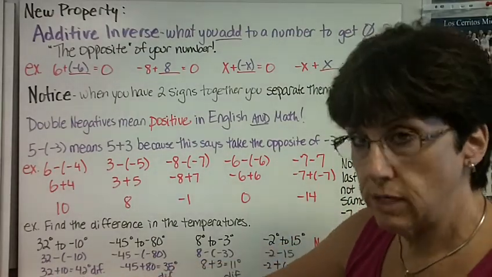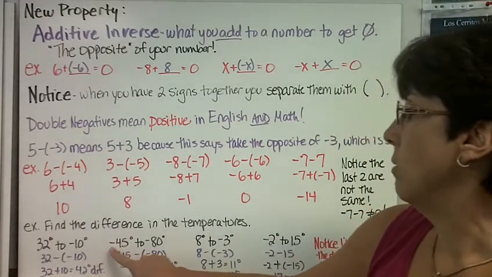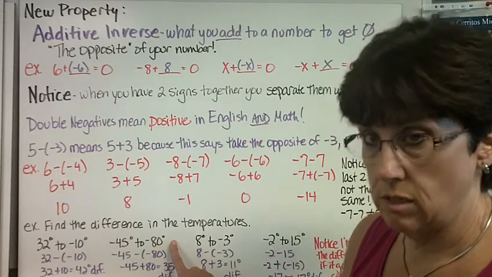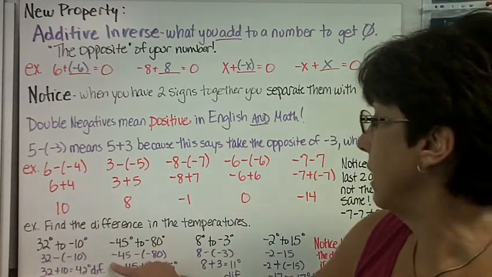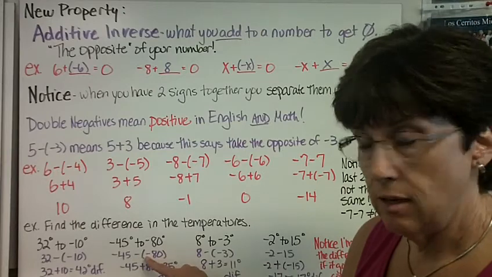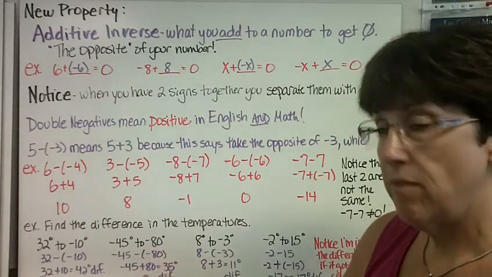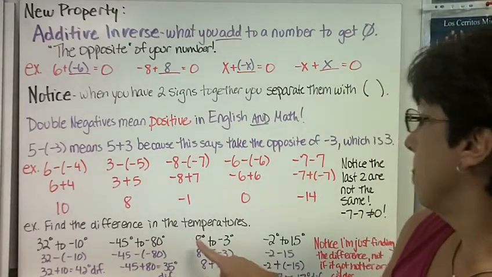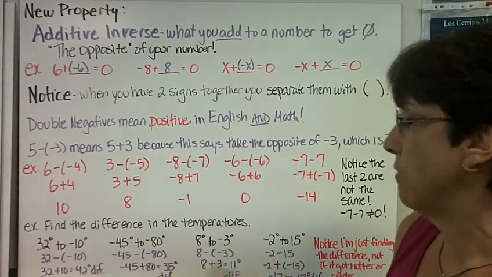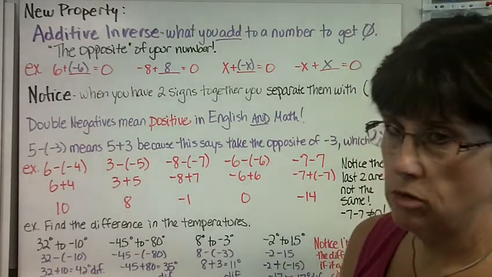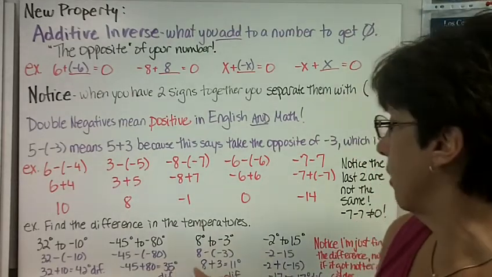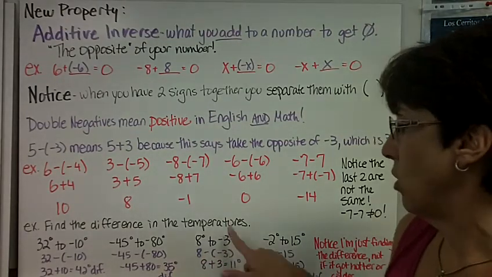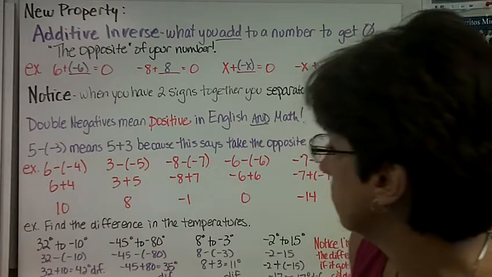That's a 42-degree difference. What about it was negative 45 degrees in the morning, and then it went to negative 80 degrees. It got colder. Well, negative 45 minus negative 80, negative 45 plus 80, that's a 35-degree difference. How about 8 degrees to negative 3 degrees? We must be somewhere up at the North Pole or South Pole. We're definitely not here in Southern California. So 8 minus negative 3 turns into 8 plus 3. That's only an 11-degree difference.